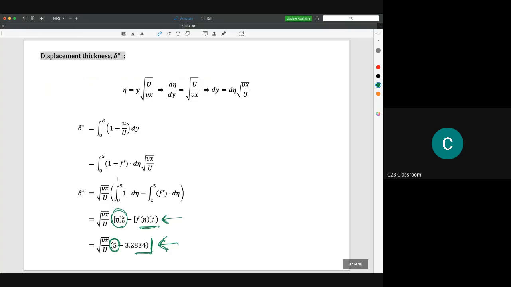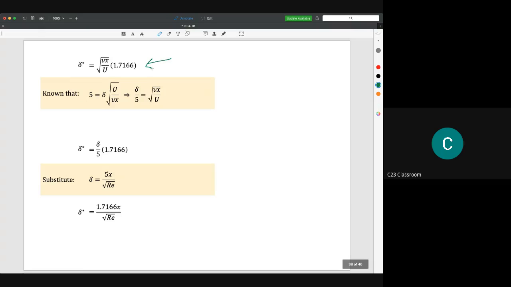That's why we write here the value of this one is 5. Okay, and the value of this one is 3.2834. And then we solve this one, so we get this value 1.7166 for delta star. And then we know that the delta here, okay, if we substitute, we could write nu x over u is equal to delta over 5. So we substitute in this equation, so we will get the delta star is 1.7166 x over square root Reynolds number.